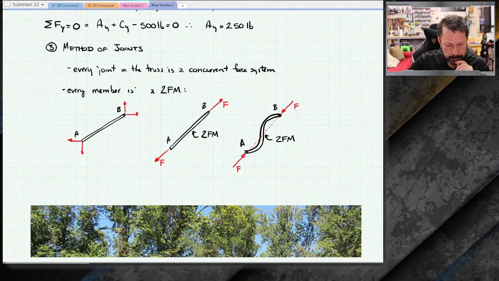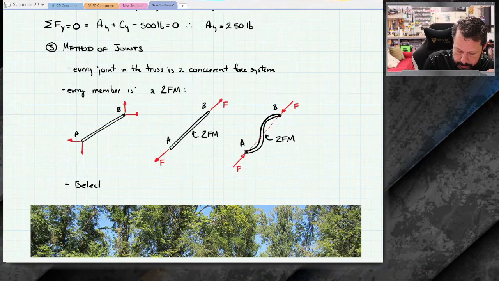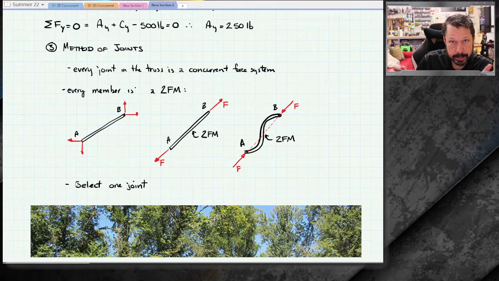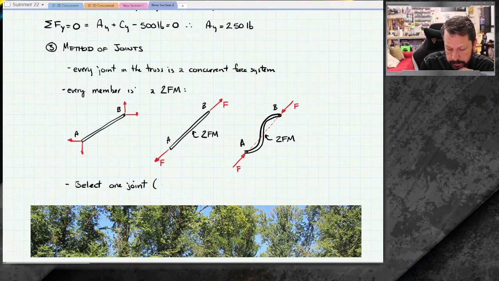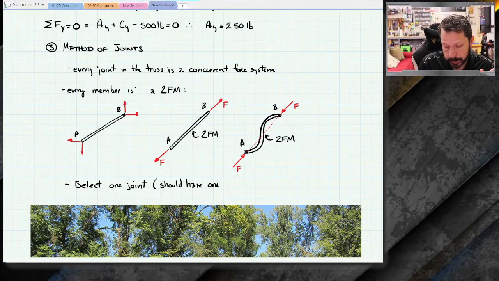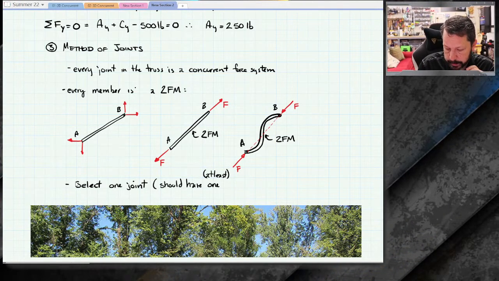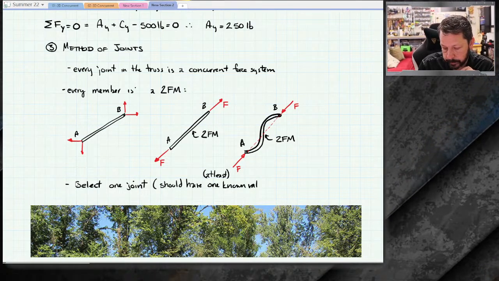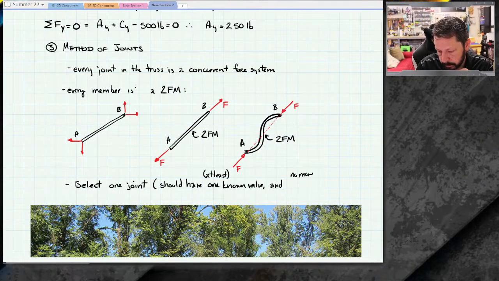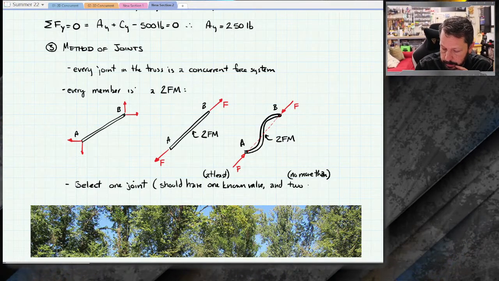So I select one joint from my truss. In this case I have A, B, C, and D. So I pick A, B, C, or D. I should have at least one known value, and no more than two unknown values.